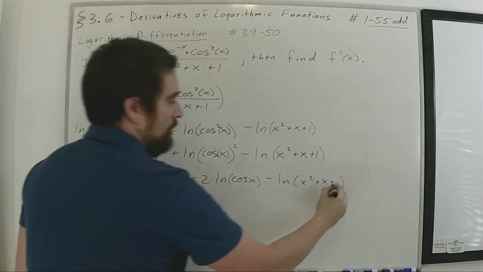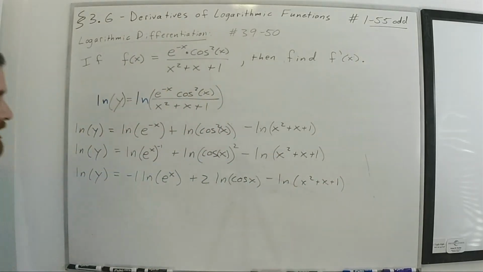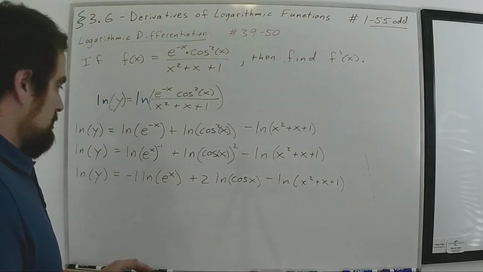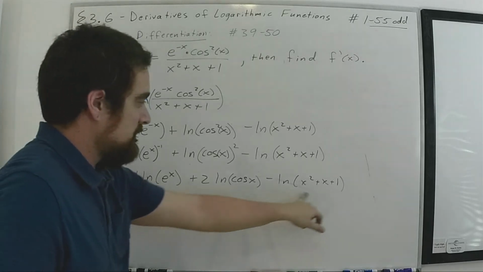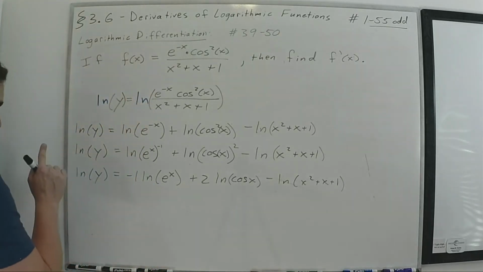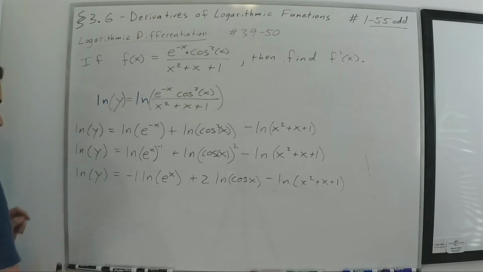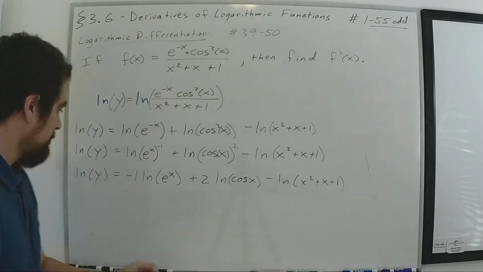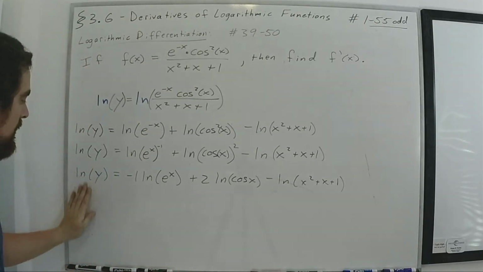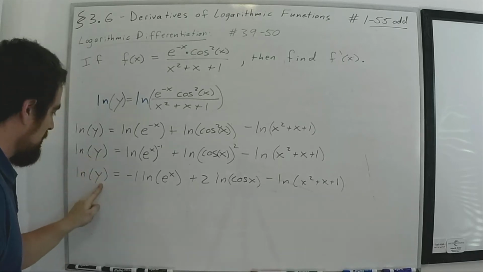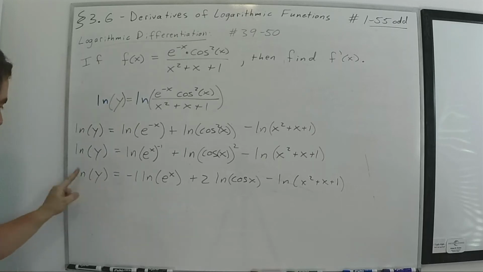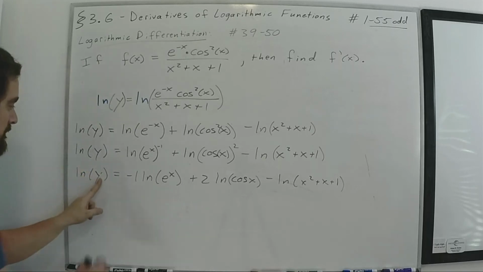So I get something that looks like this. Again, I can't do anything with the last piece. But we're almost there. We are ready to differentiate because all this is laid out as possible. Now, when I differentiate the left-hand side, remember your chain rule. I'm not differentiating just y to get y prime. I am differentiating the log of y, which is a function of x. So here's a function composed with another function.